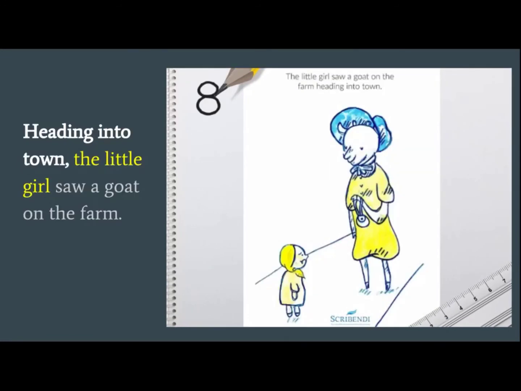In this picture, the little girl saw a goat on the farm heading into town. Heading into town is the modifier. The question is, who is heading into town? When we put the modifier right next to the word being modified, the little girl, it makes more sense. Heading into town, the little girl saw a goat on the farm.